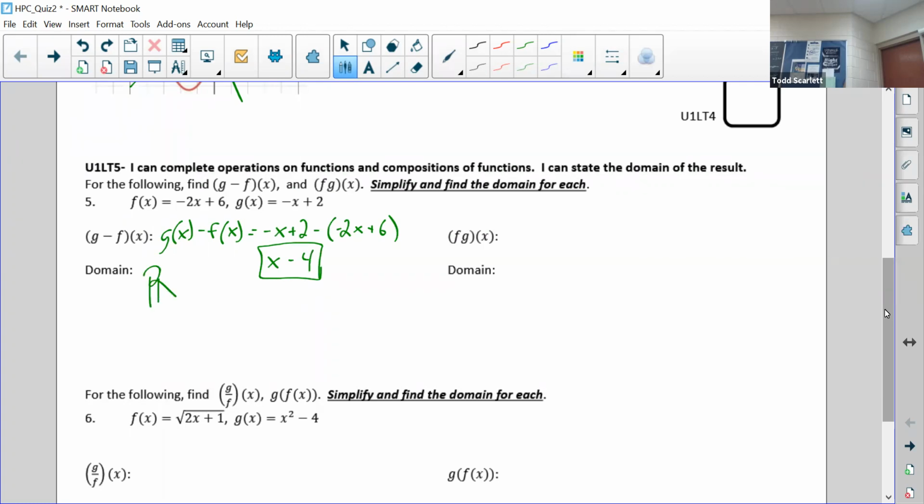This is f times g. So f is -2x plus 6 times g. And again, this has all real as its domain, that has all real as its domain. So when you combine them together, the domain again will be all real. We simplify here a little bit, you get 2x squared minus 10x plus 12 as your final answer.